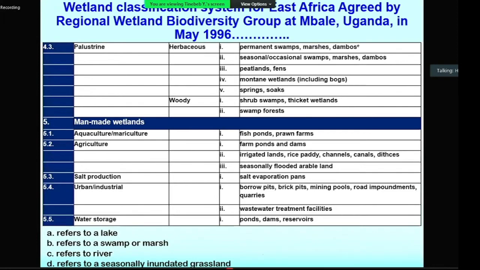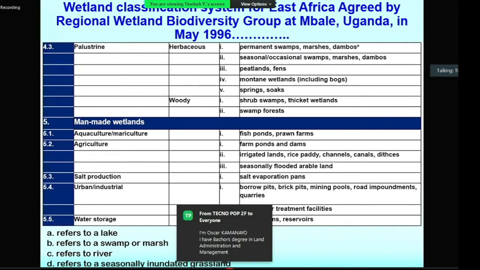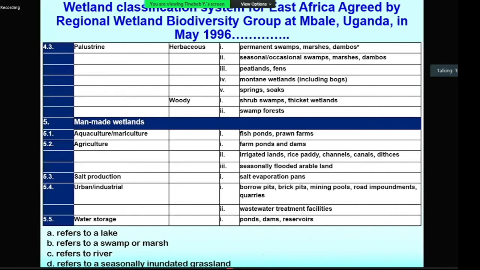So what is different from the Ramsar Convention wetland classification is the man-made wetlands, which are added here. There are quite a few subcategories under man-made wetlands. The first one is aquaculture or mariculture, which includes fish ponds and prawn farms. Then agriculture includes farm ponds and dams, irrigated lands, rice paddies, channels, canals, and ditches. And under salt production, there is a category of salt evaporation ponds.